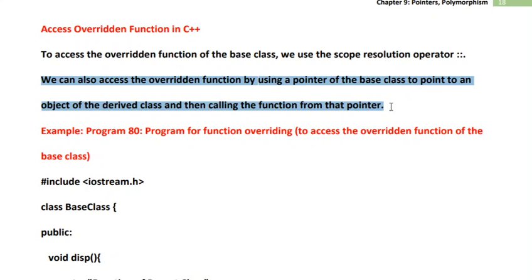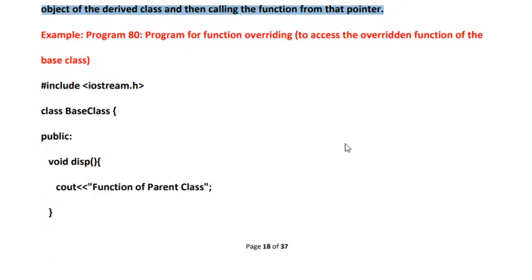So just see here, we can also access the overridden function by using a pointer of the base class to point to an object of the derived class and then calling the function using that particular pointer. Here what we have tried to do is express the same with the help of a program. A program for function overriding to access the overridden function of the base class.